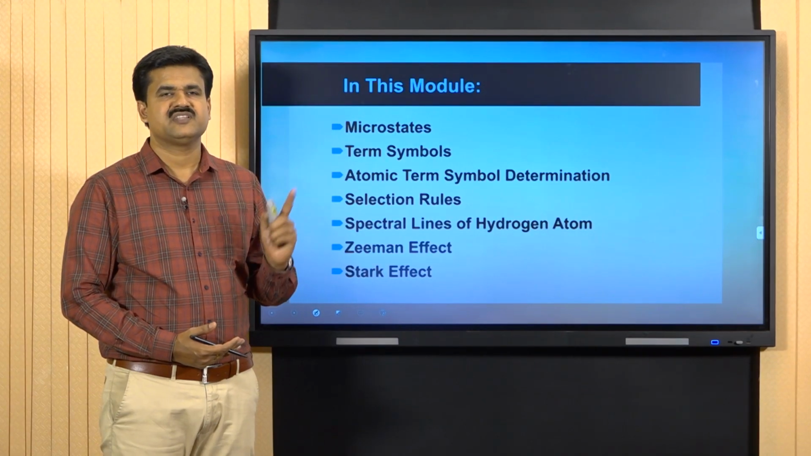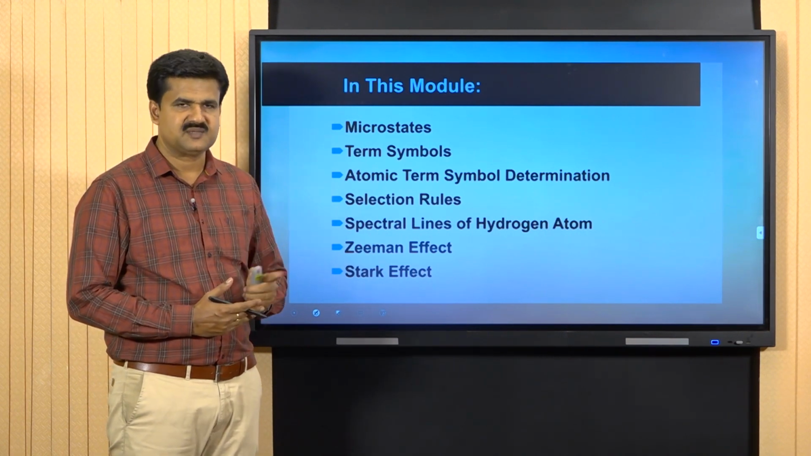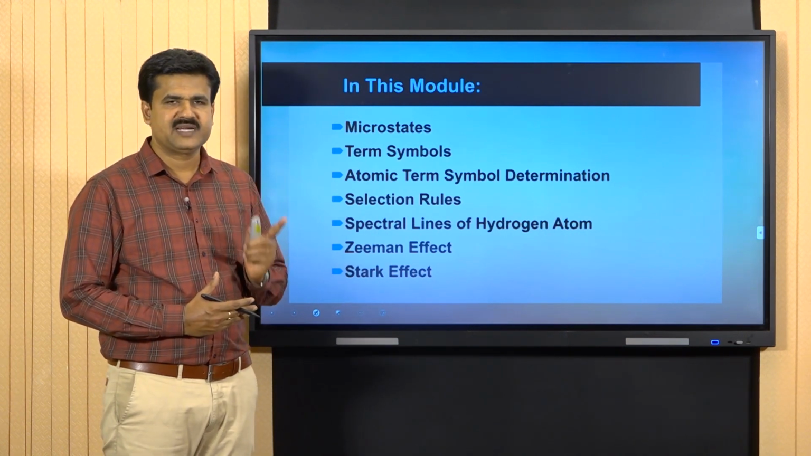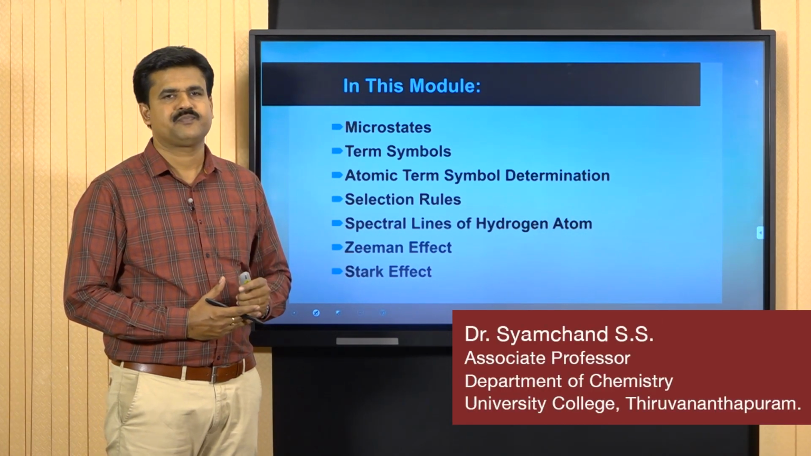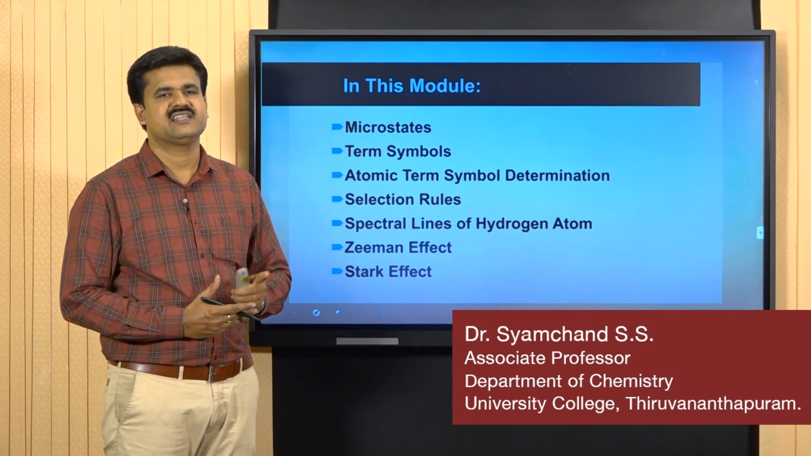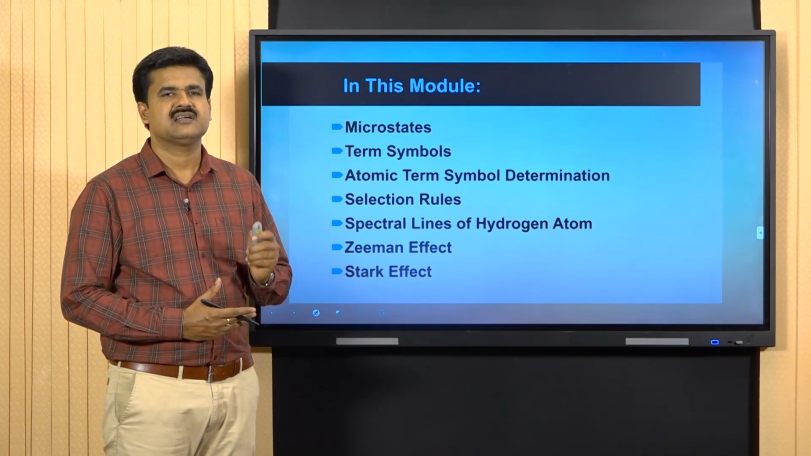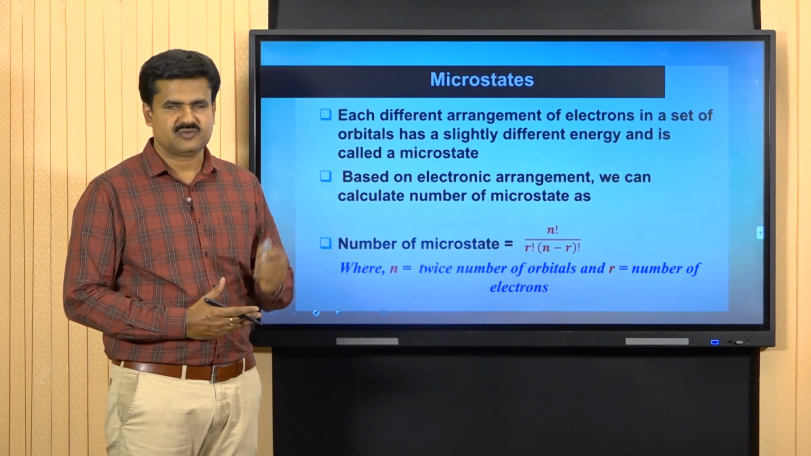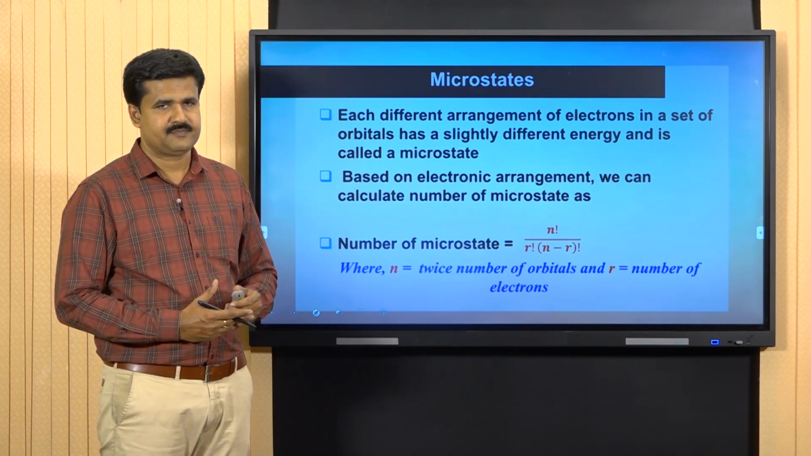The contents of this module are microstates, term symbols, atomic term symbol determination, selection rules, spectral lines of hydrogen atom, Zeeman effect and the Stark effect. First of all, we are studying about microstate.